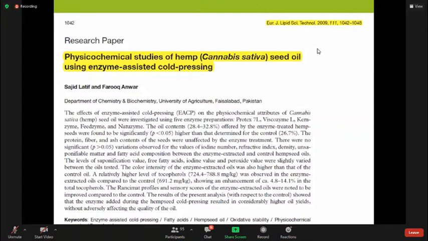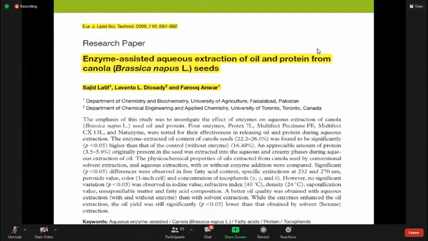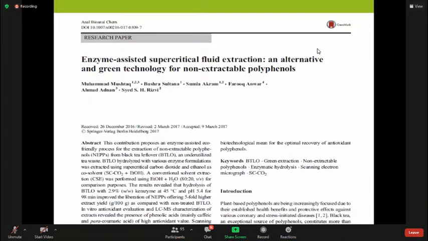We extracted large quantities of the oil as well as vegetable protein from canola seeds. In this article, we used enzyme-assisted supercritical fluid extraction as an alternative method.